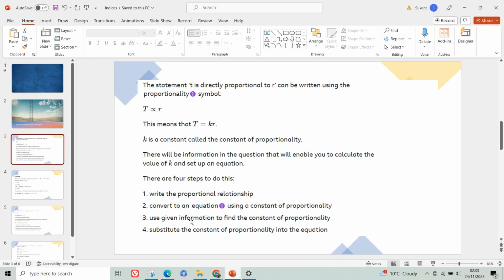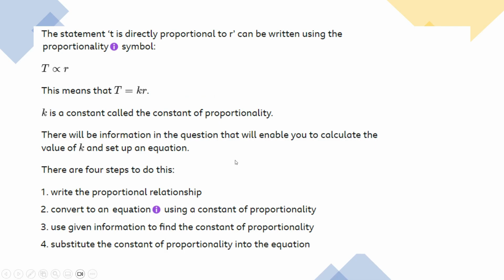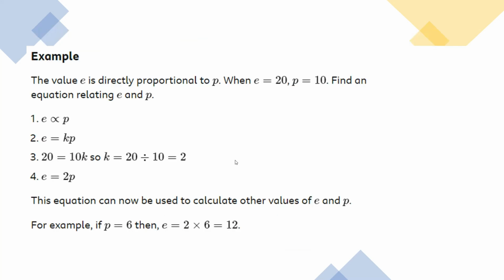Now let's move ahead. K is a constant, and as you can see, write the proportionality relationship, convert the equation into a constant of proportionality, and so on. So this is basically what is called direct proportion.